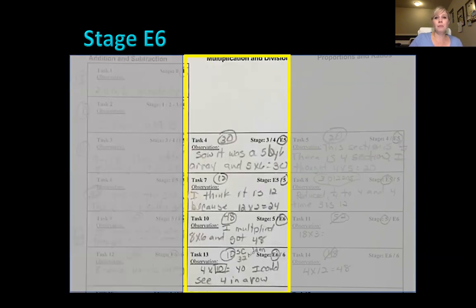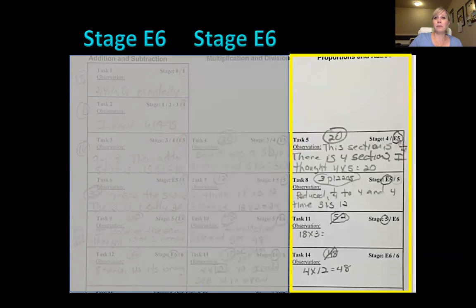So I'm going to go ahead and do an E6, but I'm going to be mindful of who this kiddo is. If we take a look at multiplication and division, let's look at task 13 and task 10. Both of these, no matter which one I go with, they're both E6s. So I'm going to go ahead and go with an E6 for this stage. If we take a look at the ratios and proportions, task 11 and 14 both count as cannot solve, excuse me.